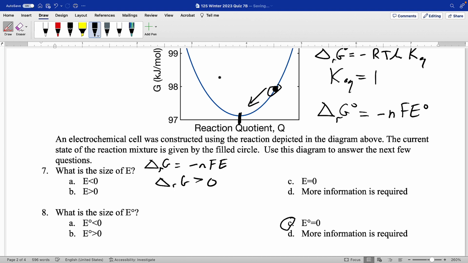And you may remember that the slope of this curve over here is negative, and over here the slope is positive. So if this is positive slope over here, that means delta G is positive, and delta G is negative over here. So depending on where you are in composition, you're either going to be spontaneous forward or backward. And where we are here, we're spontaneous backward. And so delta G has to be a positive number, and that tells us that E has to be a negative number.